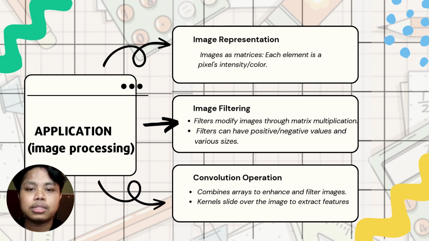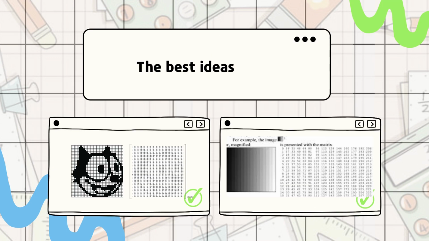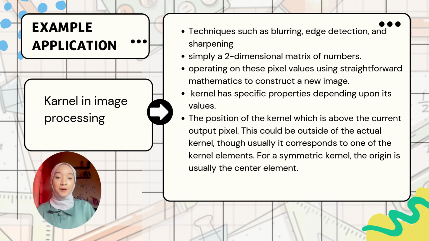The next slide is a picture about image processing. An example of image processing is the kernel. Techniques such as blurring, detection, and sharpening simplify a two-dimensional matrix of numbers, operating on these pixel values using straightforward mathematics to construct a new image.